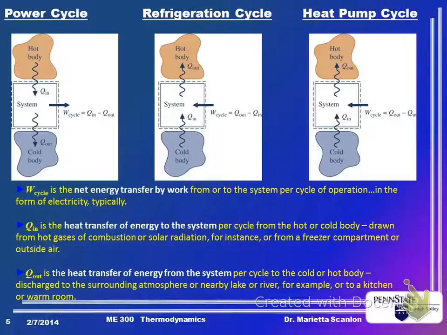Well, there are two ways to look at this. One way is in the homework examples, you don't know what kind of cycle it is. You're just solving first law charts for Q and W and all of that. You look at the W cycle, which is the total W. If it's positive, it's a power cycle. If it's negative, it's one of the other two. You don't know which. Okay?